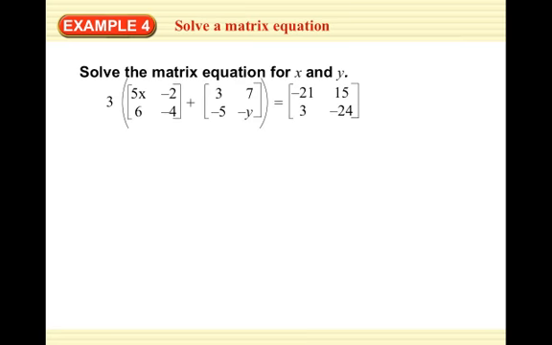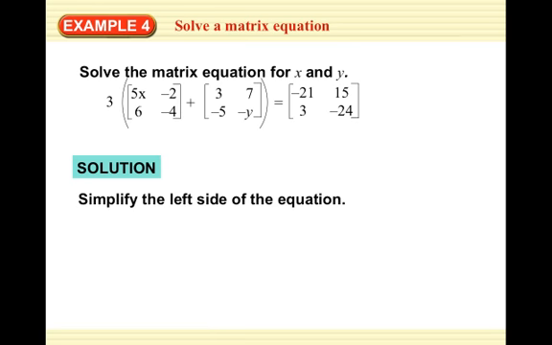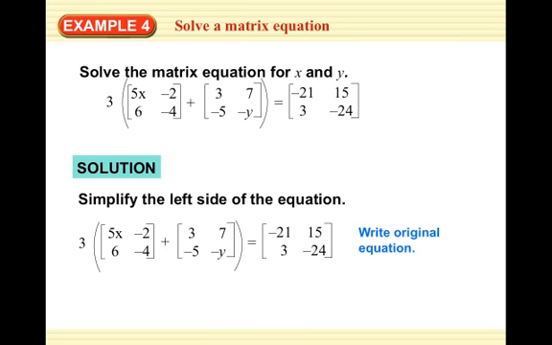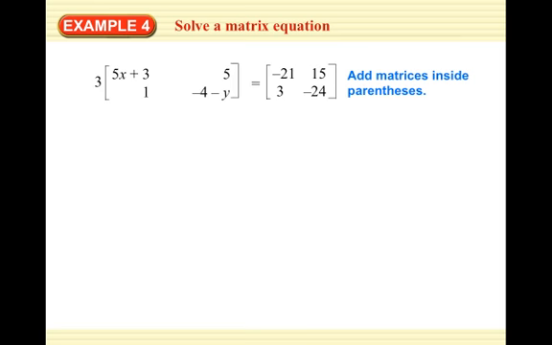All right, let's look at example 4. We're going to solve the matrix equation for x and y. So first thing we do is we go through and simplify the left-hand side of the equation. So we write the original equation. And then we add matrices inside the parentheses, because that's what order of operations tells us to do, to simplify what's inside the parentheses.